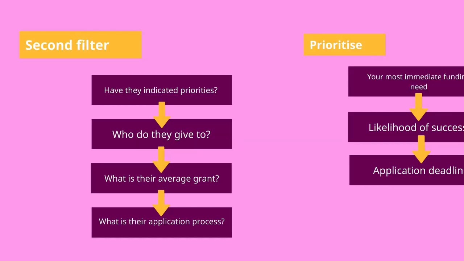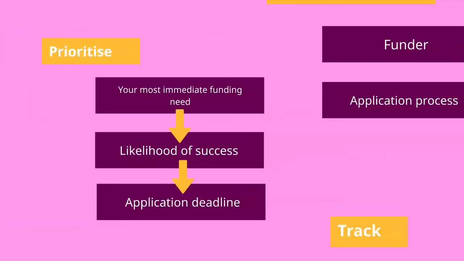Do they give to charities in your area, or which are similar to you? What is their average grant, so you can determine how much you can apply for? And what is their application process? How much will be involved? From this second filter, you will be able to prioritise.